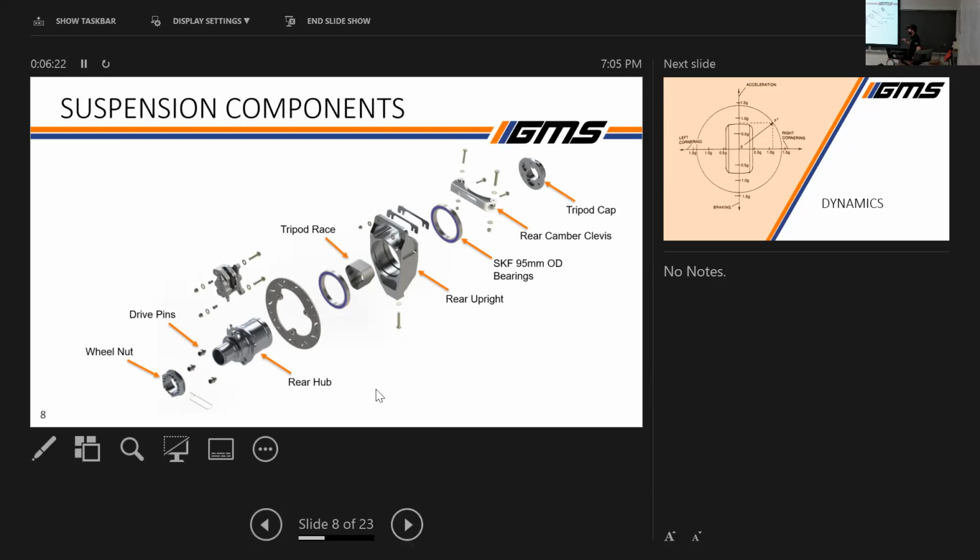And this is our rear upright, by the way. The only difference being that we have a tripod race here and larger bearings because the rear of the car is where the drive wheels are, so it needs to be much stronger and designed slightly differently because that's where the power comes from the engine.